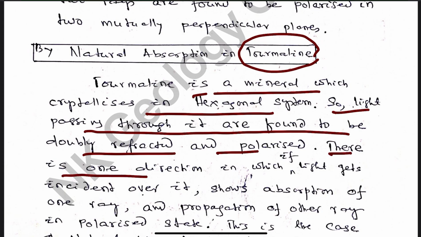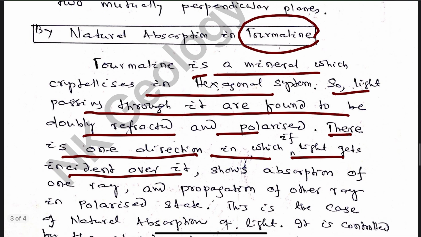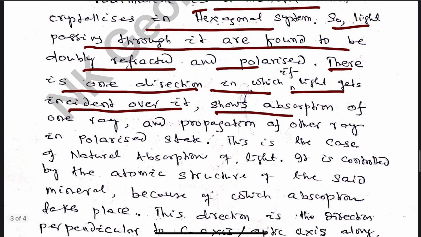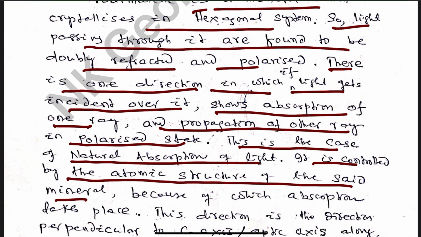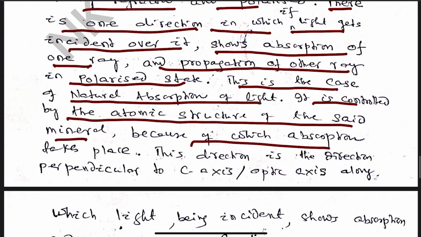There is one direction in which, if the light gets incident over it, it shows absorption of one ray and the propagation of the other ray in polarized state. So this is the case of natural absorption of light and it is controlled by the atomic structure of the solid mineral, because of which the absorption takes place. This atomic structure helps to absorb the light rays.